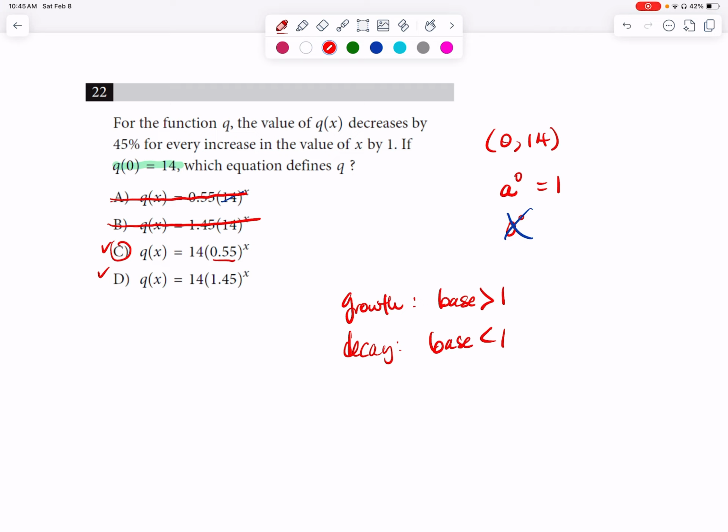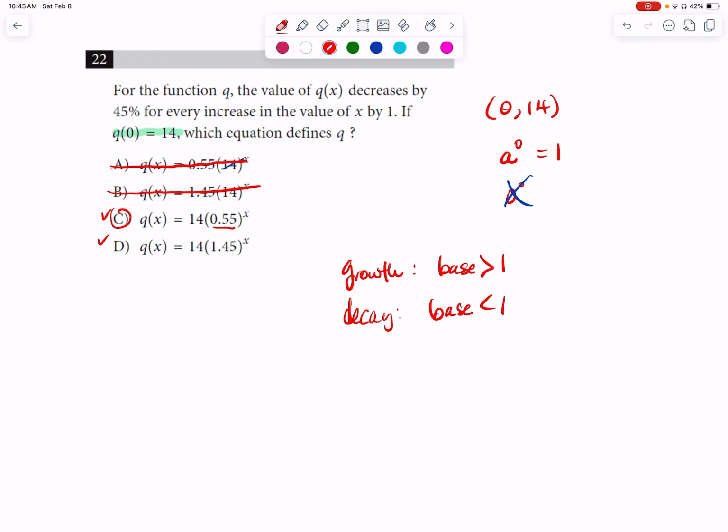Now, let me dive a little bit deeper into this and explain some of the math that's going on, especially with this exponential growth and exponential decay. It does give us this statement here that q of x, that's our y value, is going to go down by 45% for every increase in the value of x by 1. So let's start with this ordered pair right here. I'm going to increase the x by 1, plus 1. So of course that means that my next x value is going to be 1, comma, and now this thing is going to go down by 45%.